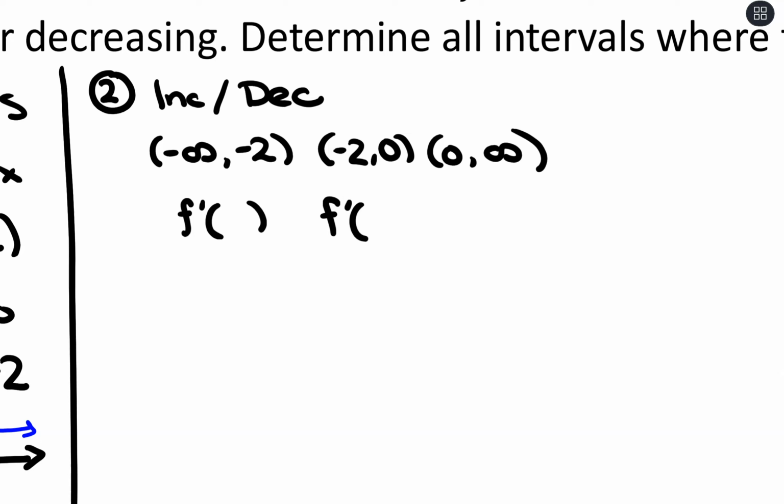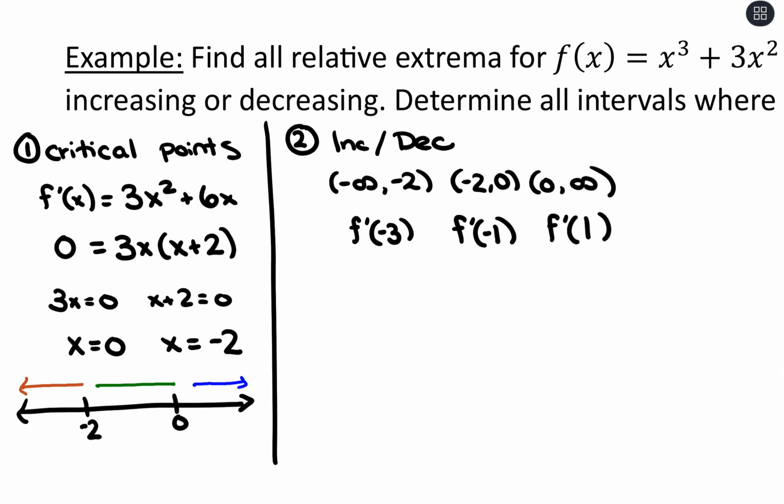I'm going to evaluate the first derivative in each of these intervals, choosing a test value that's in that interval. So I'm going to look at negative 3, how about negative 1, and how about a positive 1. And then what I'm doing is plugging into our first derivative function, which is right over there. If I plug in negative 3, that'll be 3 times 9, 27, minus 18. All I care about is that it's coming out positive, which tells me our function's increasing right there. If I plug in negative 1, that'll be a 3 minus 6. That'll come out negative, so decreasing. And if I plug in positive 1, that'll all be positive, so we're increasing.